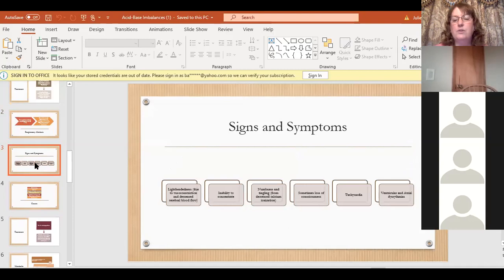So look at some of our signs and symptoms. We have tachycardia. We have inability to concentrate. We have lightheadedness, decreased cerebral blood flow. Sometimes people will even get a loss of consciousness, ventricular and atrial dysrhythmias. All of those things might play a part here.